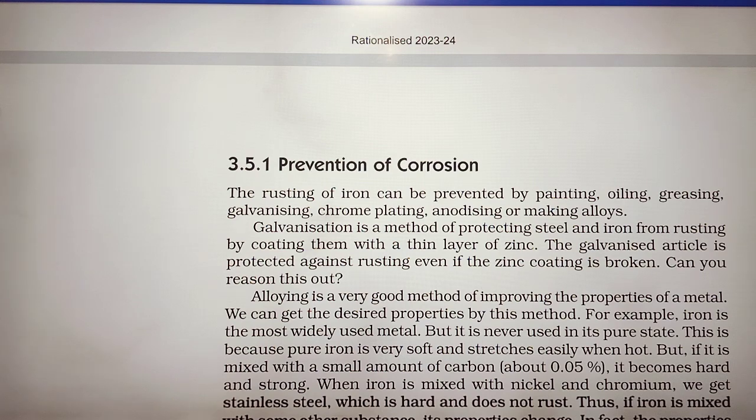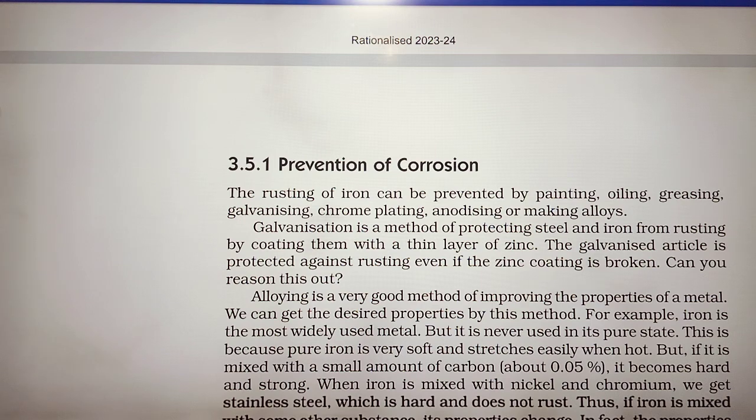Here it is given about the galvanization method: it is a method of protecting steel and iron from rusting by coating them with a thin layer of zinc. It means galvanization is a method of protecting what? Steel and iron. With the help of galvanization we can protect both steel and iron from rusting.